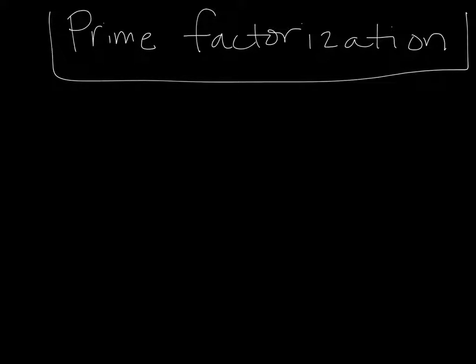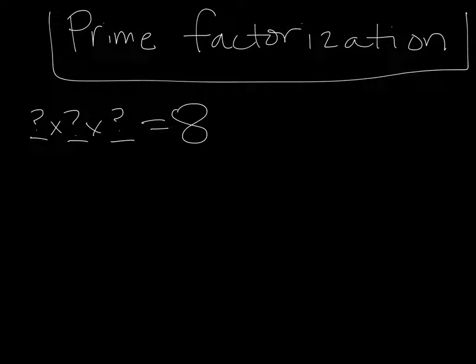For instance, if I take a composite number such as 8, what I'm asking is what prime numbers multiplied together will equal 8. In order to figure this out, there are a couple of different methods. The one that I'm going to show you is called the factor tree. The factor tree is when you take your 8, and here it is by itself.